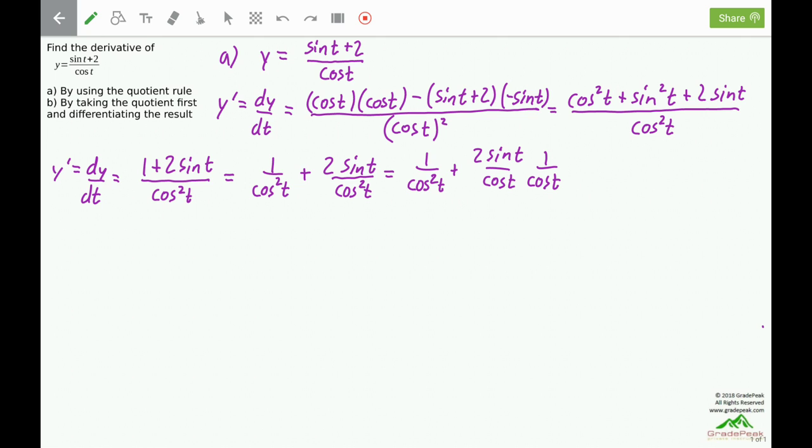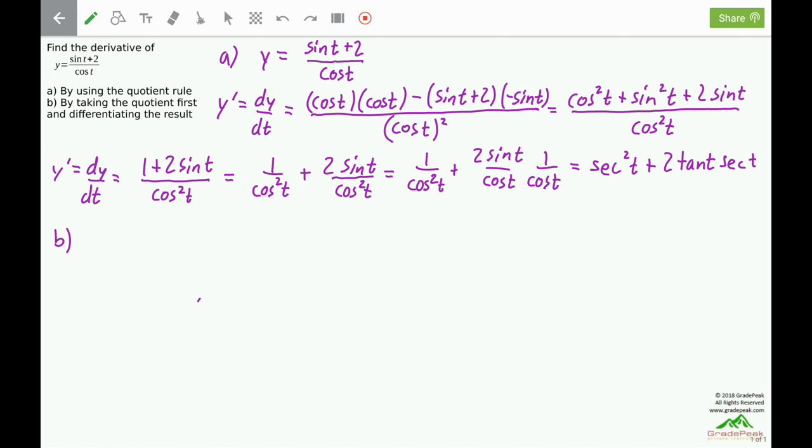1 over cosine is secant. 1 over cosine squared is secant squared. So that first term is just a secant squared of t. That second term is a 2 times sine over cosine, which is a tangent of t, and then 1 over cosine, which is a secant of t. So instead of having a fraction, we can write a secant squared of t plus 2 tangent t secant t. So there's our derivative y prime, or dy dt.